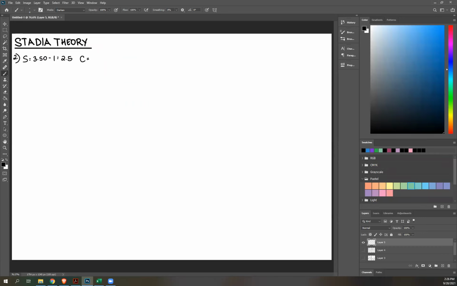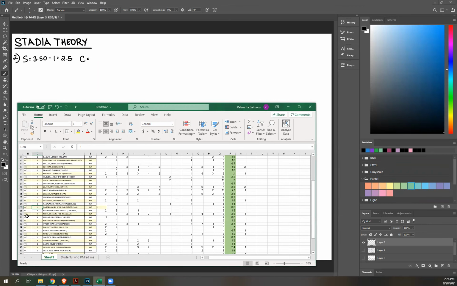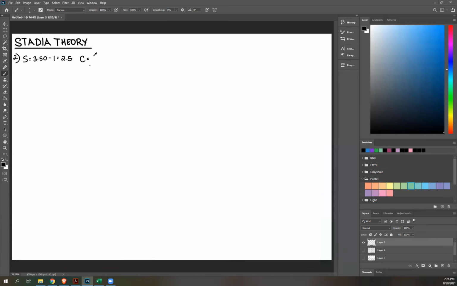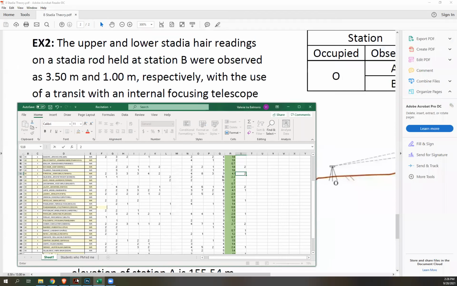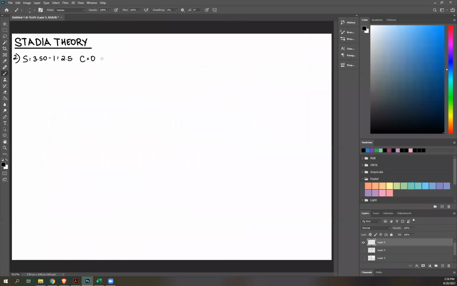Very good, John and Kian. Kiben Crystal. It's 0. External, 0.30. This is internal, so 0. And then stadia interval factor, that's K, 99.5. Okay, now let's draw.